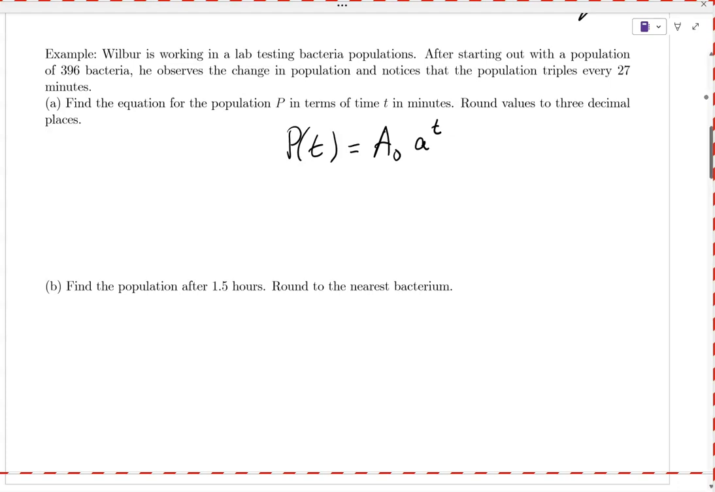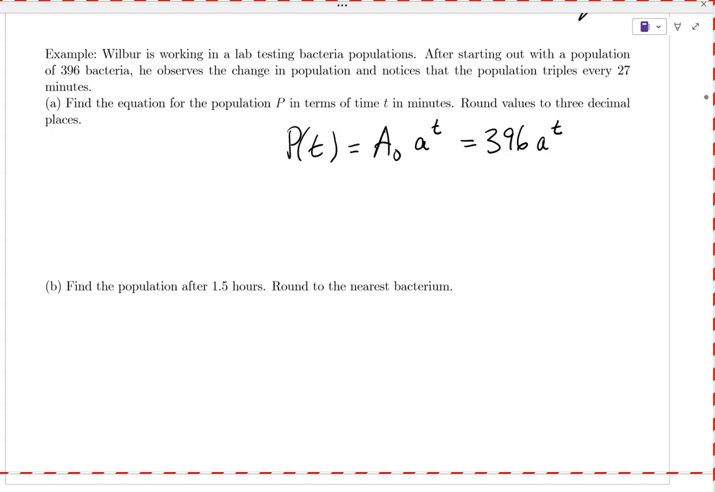All right. In this case, what are we going to use for the initial amount? What are you told? 396, right? So we already know that we have 396 times some exponential function. We've got to figure out what this a value is. That's what the other piece of information is given to us for. It says the population triples every 27 minutes. Okay? So what does that mean in terms of the function?